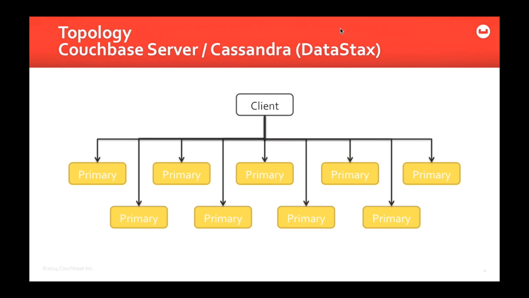On the other hand, if we look at Couchbase Server and Cassandra, conceptually very similar. There are just lots of primary nodes. Every node is essentially a primary. So one client will talk to whichever node happens to have the data that it needs. There's no intermediary. There's nothing else really going on. And as you scale out, you just continue to add more nodes.